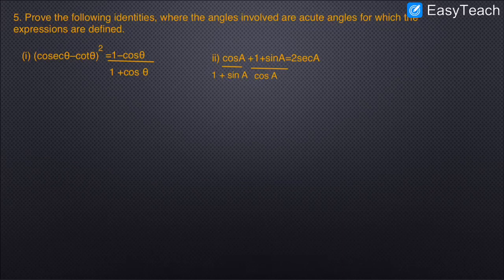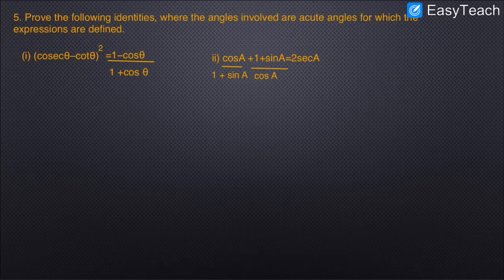For A square plus 2AB, for 2 into 1 into sin A, 2AB plus B square, sin square A, the whole divided by, so the bottom I write as it is, so 1 plus sin A into cos A. So here cos square A plus sin square A will become 1. This is also 1. So 1 plus 1 plus 2 sin A. So in the bottom 1 plus sin A into cos A.